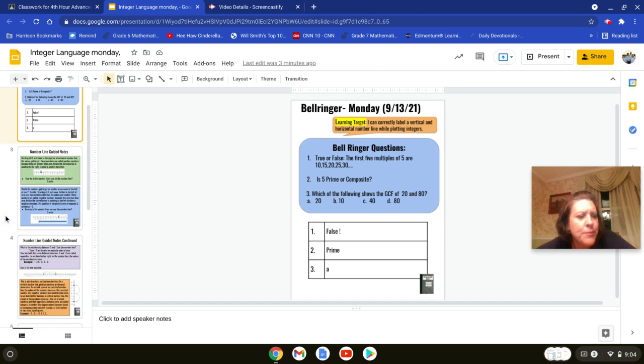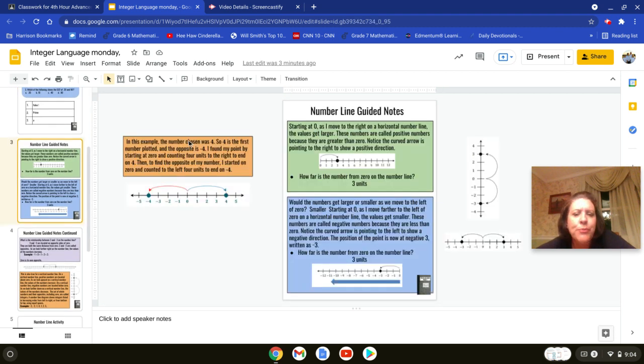Read those. Go through and look at our number line notes. I'm going to read them and go over them with you today, but I want you to look back at those if you have an example. So we have our number line guided notes.